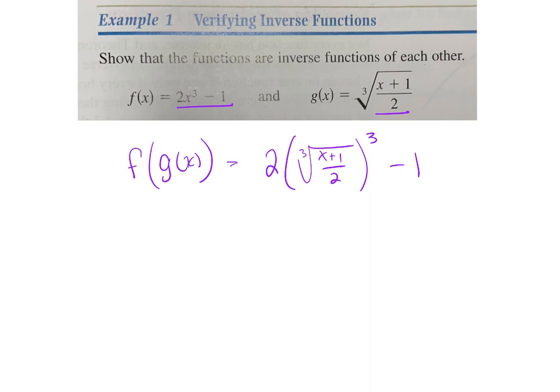So a cubed root and a cubed will cancel each other out. And I'm left with 2 times x plus 1 over 2, minus 1. My 2's will cancel. And I am left with x plus 1 minus 1. The x's will cancel, and I'm left with x. That's what I'm looking for. Yes, those are inverses of each other.